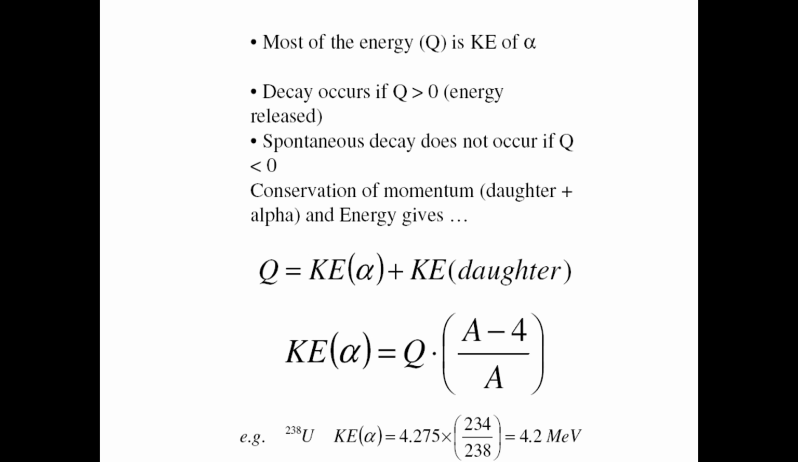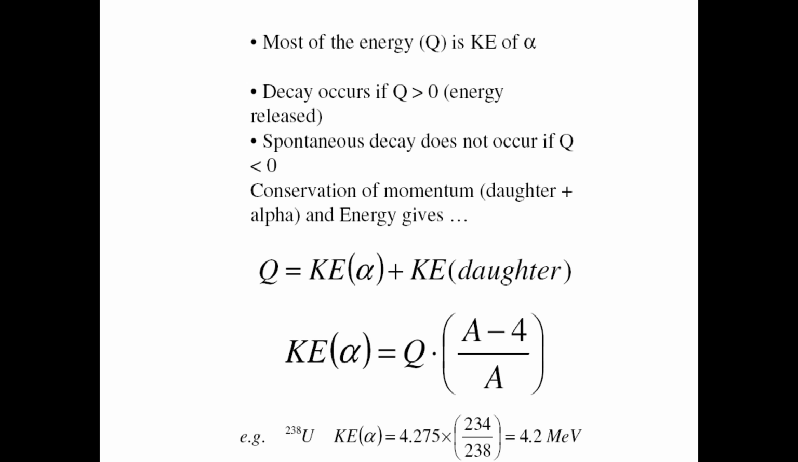So now we have a question here, and some discussion. Most of the disintegration energy goes to the kinetic energy of the alpha particle. When we say that the decay occurs, during the decay the Q value is greater than 0. So in that particular reaction, if the Q value is greater than 0, we say that energy will be released.